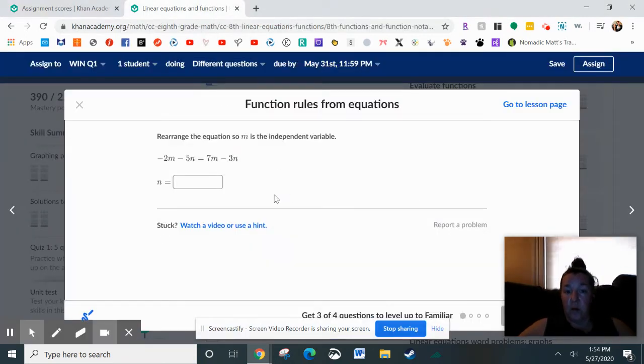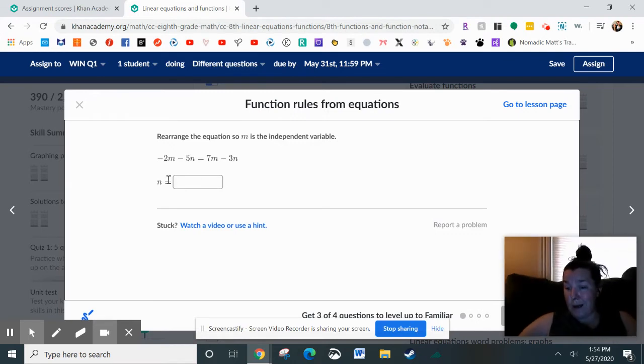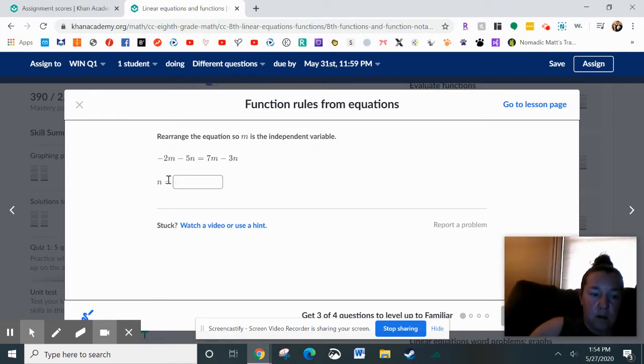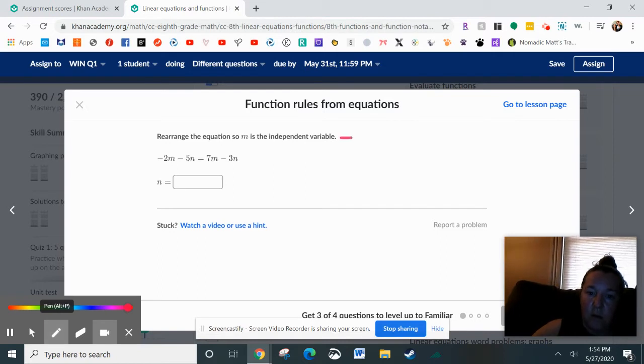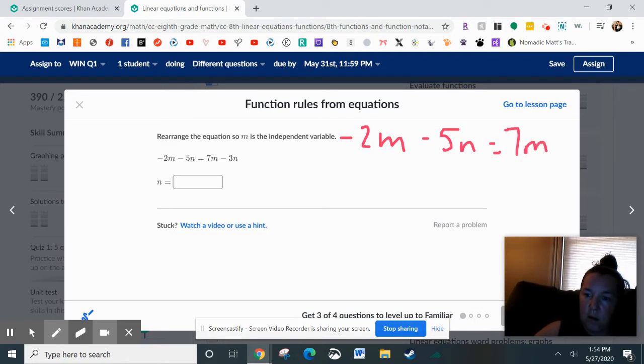So with this one, they want us to rearrange the equation so that m is the independent variable. So that means we want to set it up so that n depends on whatever m is. So we basically want to get n all by itself. So I need to move some things around so that n is all by itself.